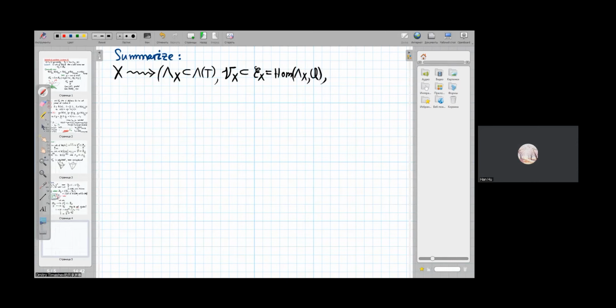And the last ingredient is the set of colors, a finite set, equipped with this map to the dual of the weight lattice, which is a sublattice generating this vector space E sub X. So we have this triple of data, Lambda X, V X, and D X, equipped with this map. Let us call this the color data of X.